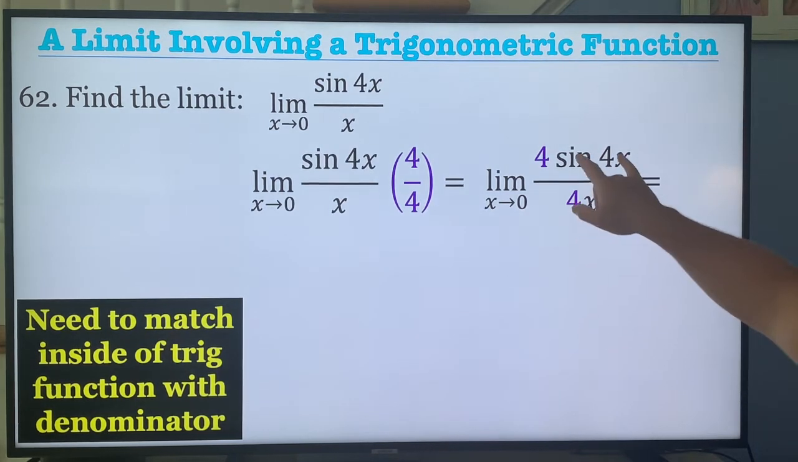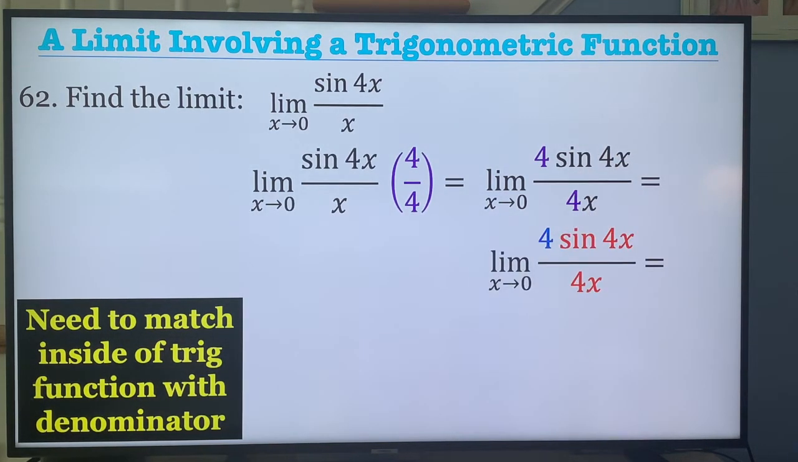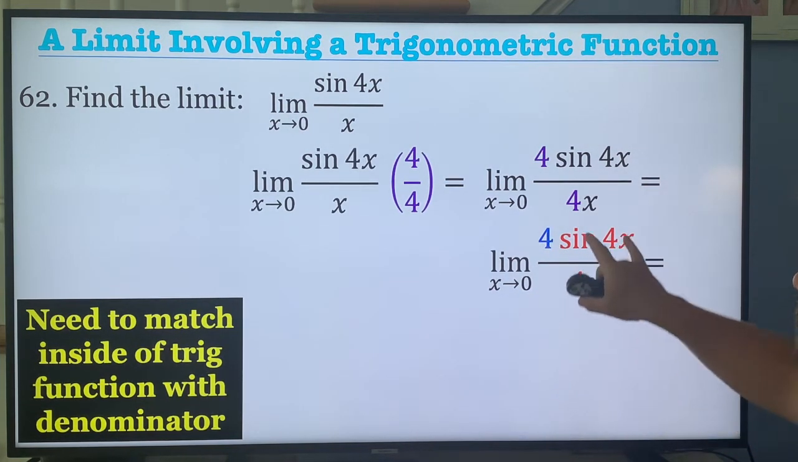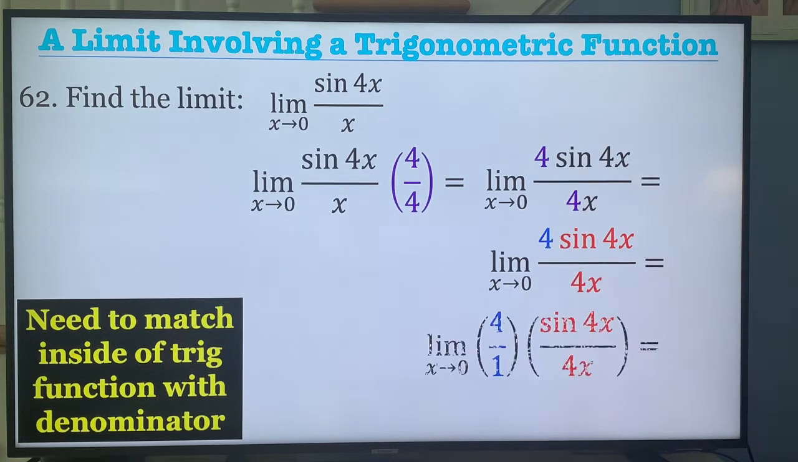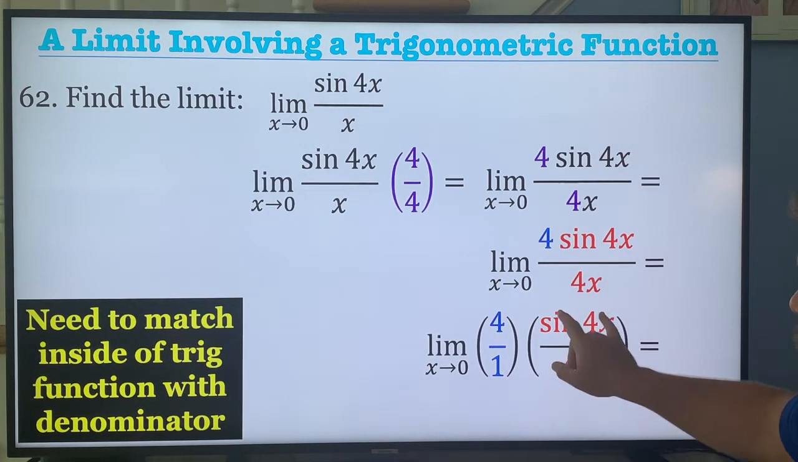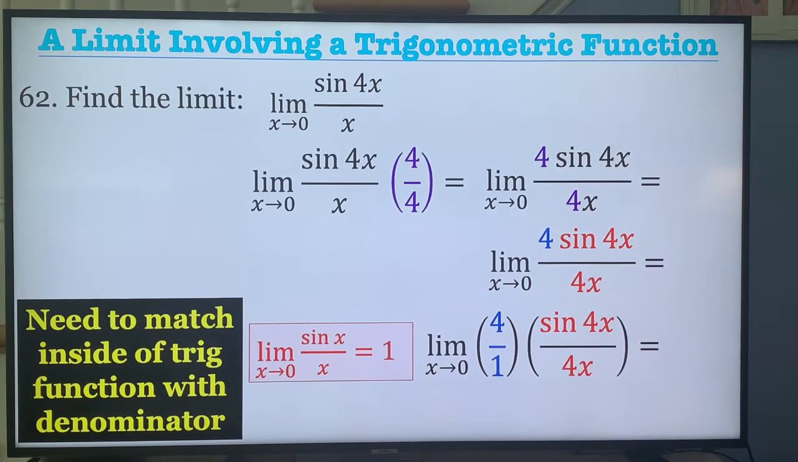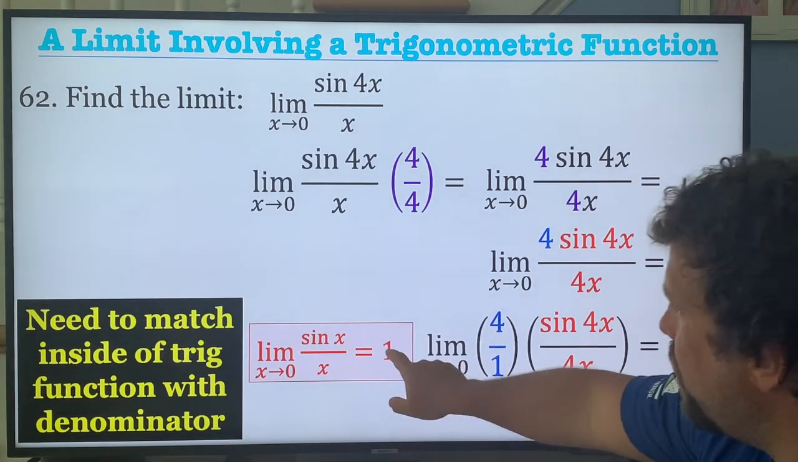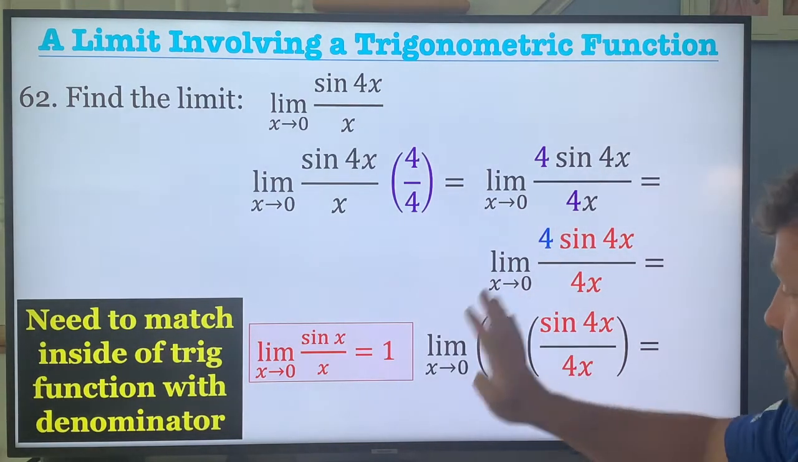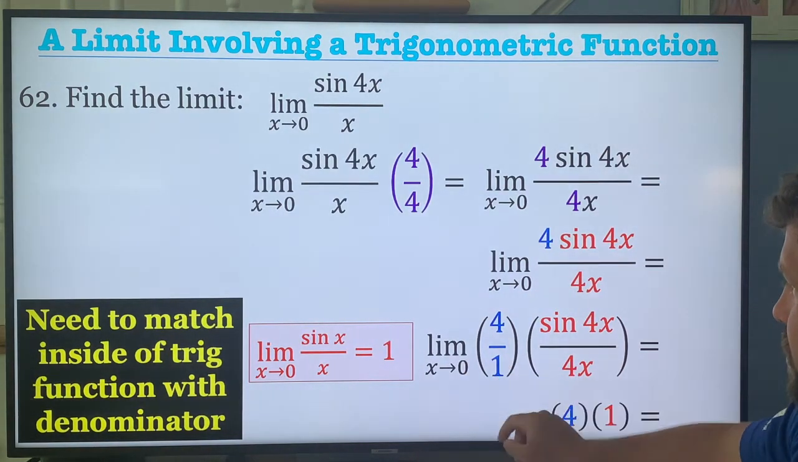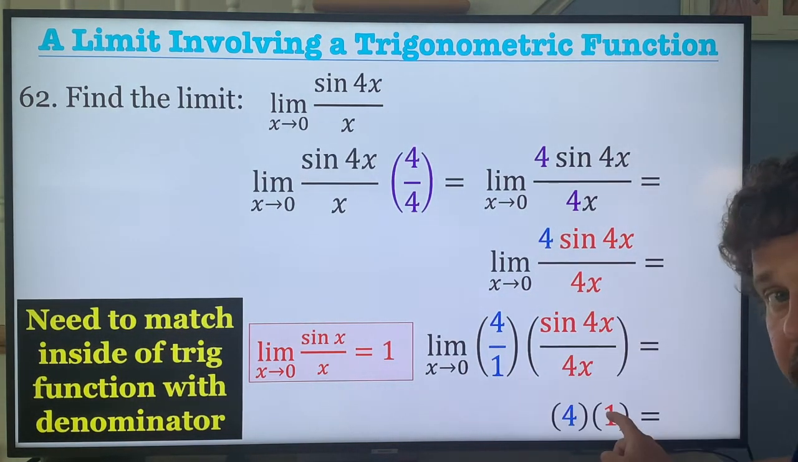Now watch what happens here. Sine 4x over 4x, 4x with a 4 on the outside. So I'm going to take this, and I'm going to separate it from the 4. What does this become? 1. 4 over 1 becomes 4. As x approaches 0, 4 times 1 is 4, and that's it.